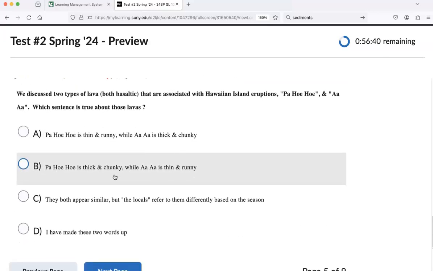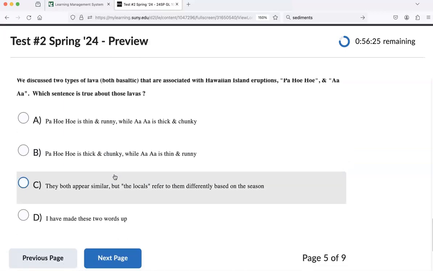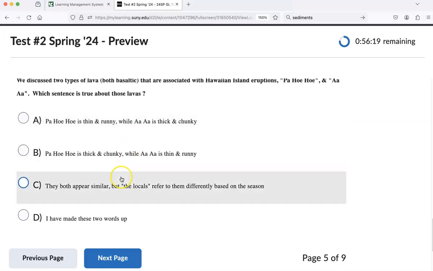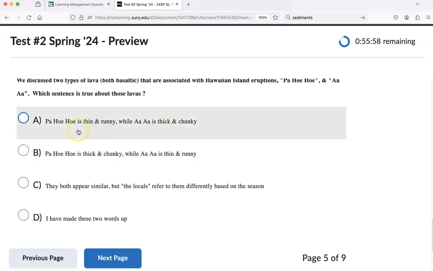Another teeny tiny little question. Two types of lava, both basaltic, associated with Hawaiian island type eruptions, pahoehoe and a'a. Which of these sentences is true about pahoehoe and a'a? Pahoehoe is thin and runny, while a'a is thick and chunky, or vice versa, or they're really just the same thing and they call them different things because, you know, we love to do that in geology. So pahoehoe is thick and chunky, while a'a is thin and runny. Yeah, a'a, it's a very staccato sounding word. It's the chunky stuff. A'a is oatmeal, pahoehoe is your maple syrup.